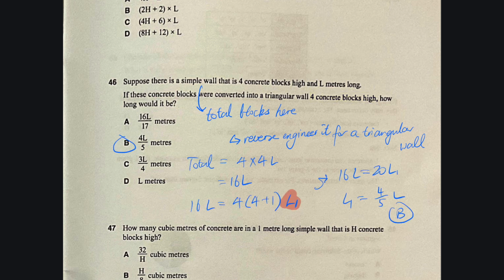With the total number of blocks, like I said earlier, it's 4 times the height times L. And here the height is 4, so the total number of blocks used would be 16L. And then we just put that into the equation for a triangular wall. So 16L is the total, and that equals H, which is 4, multiplied by H plus 1, so 4 plus 1, multiplied by L, except here it's a different L, because the simple wall and the triangular wall are not the same length. So here I just wrote L1 to represent the different length. And so we're trying to find L1, which is the length of the triangular wall. So 16L equals 20L1, L1 equals 4 over 5L, and the answer is B.